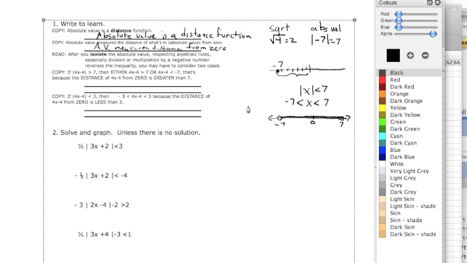Actually, I just did that case. I just did the second case. Let's look at that. We're saying the absolute value of 4x minus 4 is less than 3, and we want to know when. Here's this thing right here, 4x minus 4. When is that less than 3? It's when that number, 4x minus 4, is less than 3.